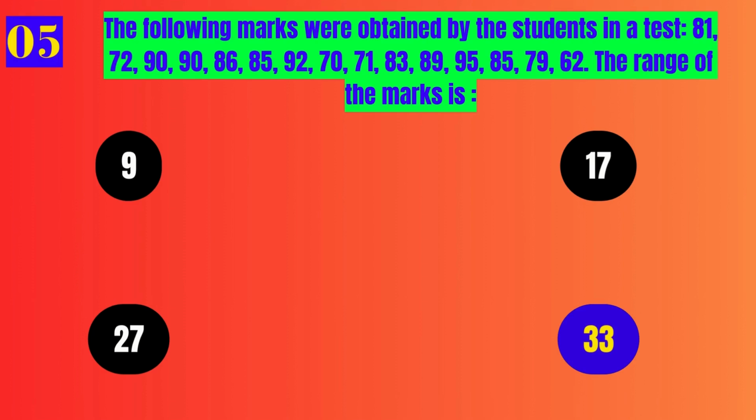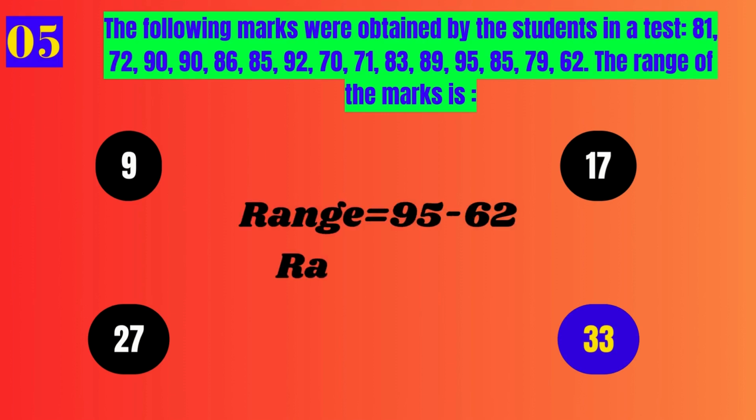Because in this case, the highest mark is 95 and the lowest is 62. So, the range is 95 minus 62, equal to 33.